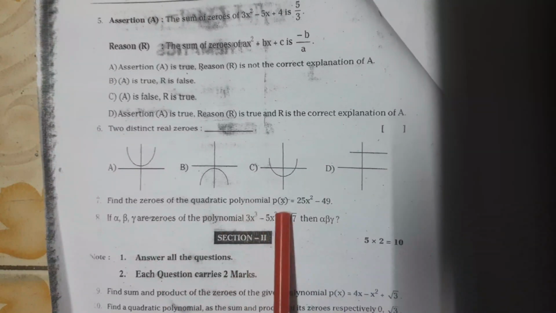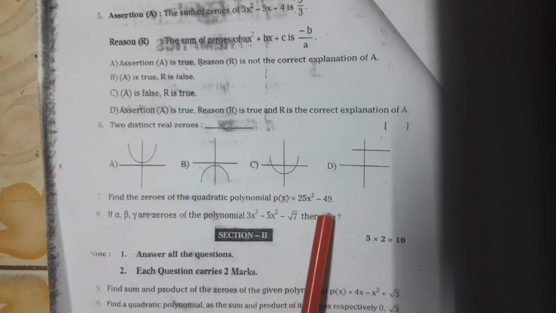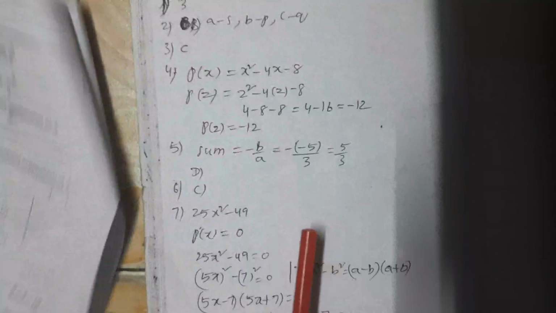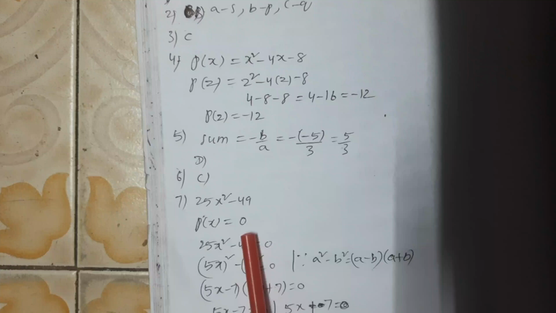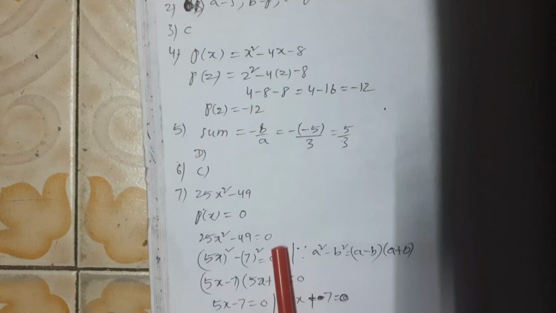Find the zeros of the quadratic polynomial. P of x is equal to 25x square minus 49 is given. You should equate it with 0 and use the a square minus b square formula. You will get the two zeros. See children, that is 25x square minus 49. P of x is equal to 0. To solve for the two zeros, we should equate with 0. 25x square minus 49 is equal to 0.